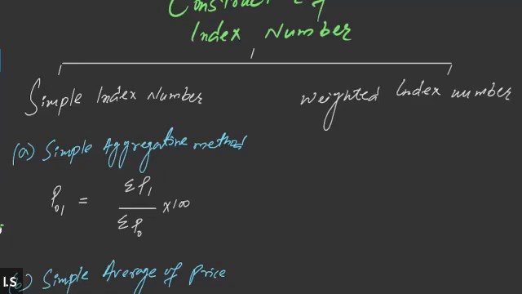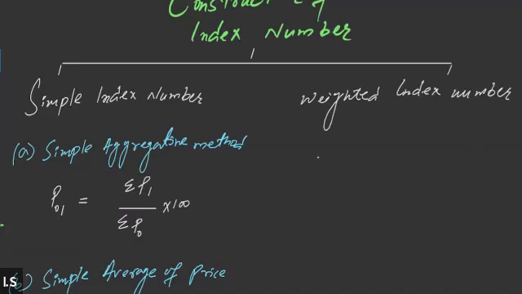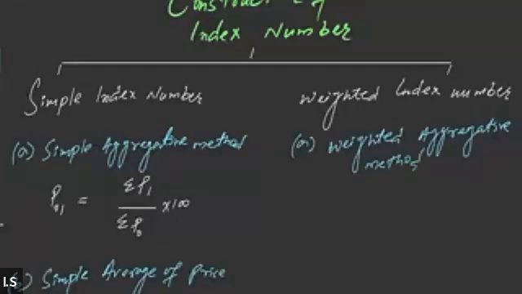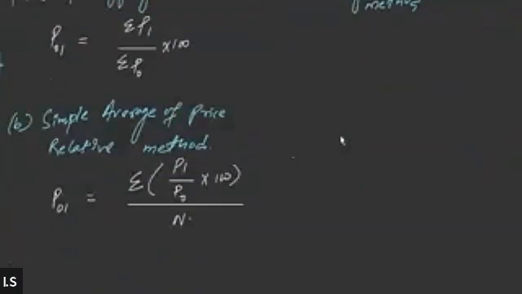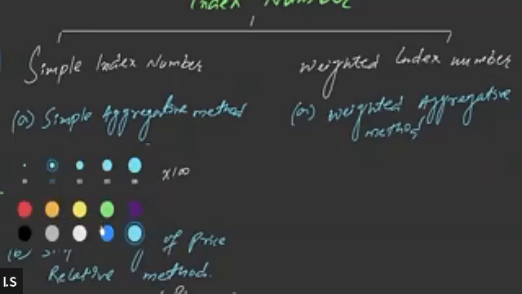Now let's talk about the weighted index number. So Alexander, the weighted index number also has two methods, one of which is called the weighted aggregative method. And then we have the other method as well, which is called weighted average of price relative. Okay, just let me write the formula for the weighted aggregative method.